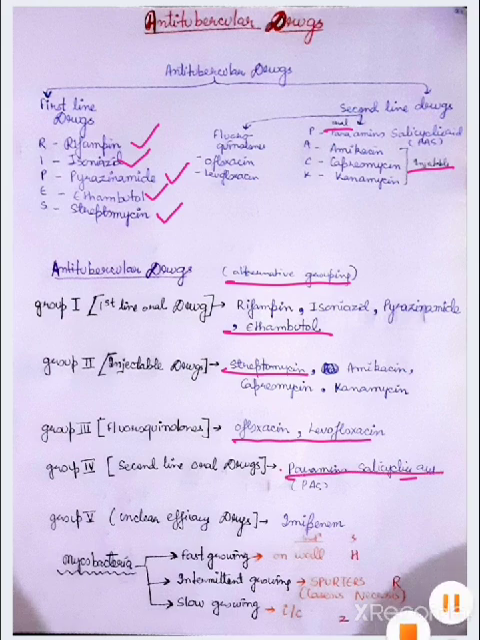Now, group 5, in which we have unclear efficacy drugs like imipenem.